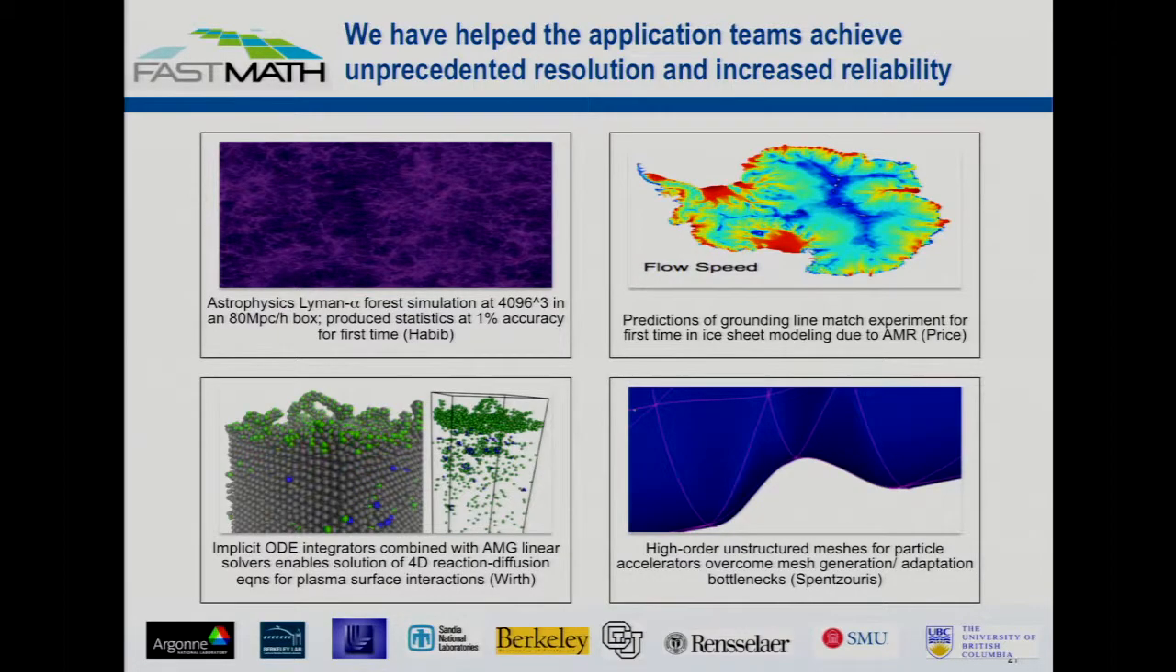In cosmology, they're looking at dark energy and looking at clustering algorithms for dark energy. And again, using adaptive mesh refinement, this time structured adaptive mesh refinement, well, both are structured adaptive mesh refinement, they were able to simulate a much larger resolution simulation. So they were able to get 4096 cubed in an 80 megaparsec box to produce statistics on dark energy and clustering at a 1% level of accuracy, which is, again, something that's really needed for some of the missions associated with dark energy, BOSS and Big BOSS.